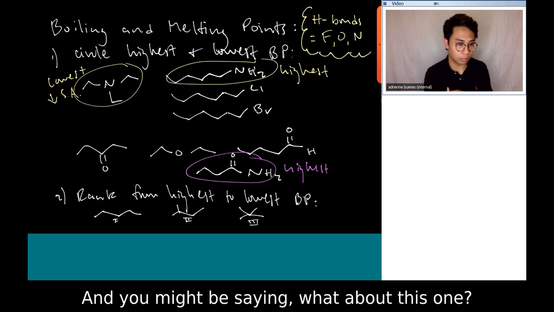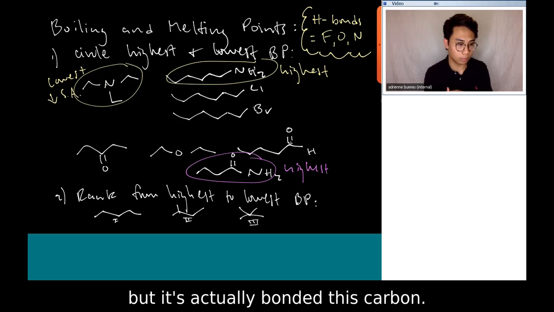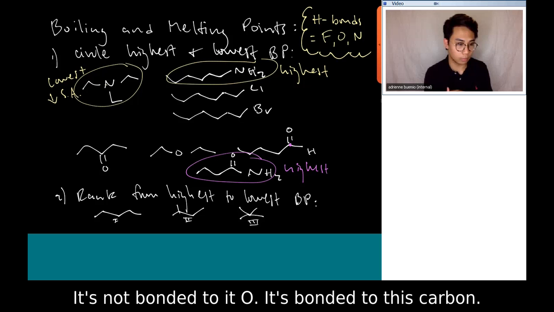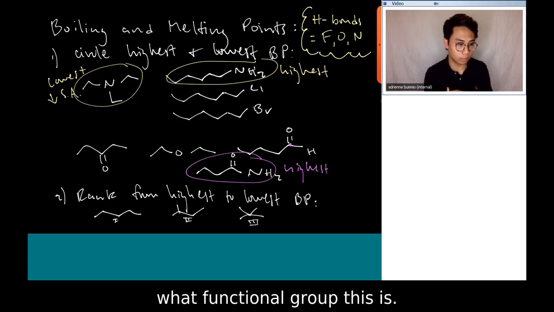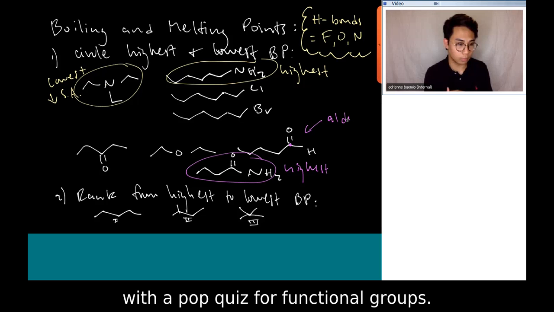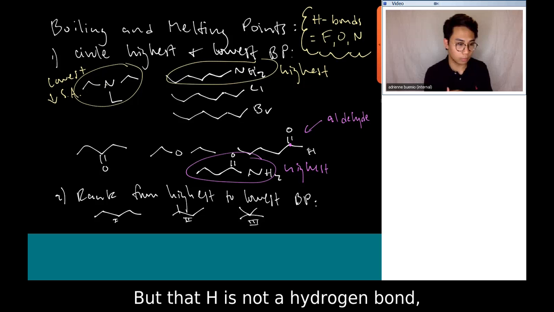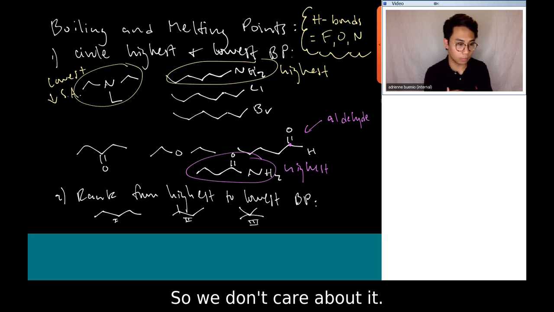And you might be saying, what about this one? Well, this H, they're just showing it, right? But it's actually bonded to this carbon. It's not bonded to the O, right? It's bonded to this carbon, and they just put that there to show what functional group this is. An aldehyde, right? I'm kind of surprised, a pop quiz for functional groups, but aldehyde. So they just showed the H there to show it's an aldehyde, but that H is not a hydrogen bond because it's bonded to the carbon, so we don't care about it, right?